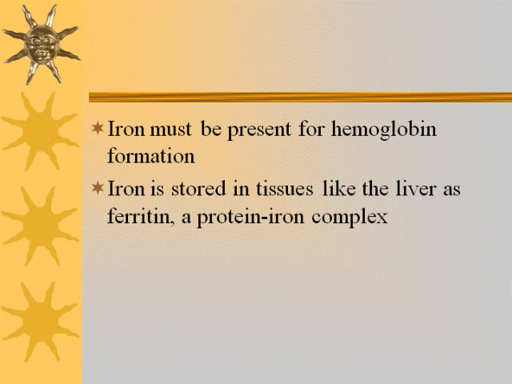Iron has to be present for hemoglobin to form. Iron is stored in tissues like the liver as ferritin. You probably remember that from chemistry class maybe, and that is a protein-iron complex.